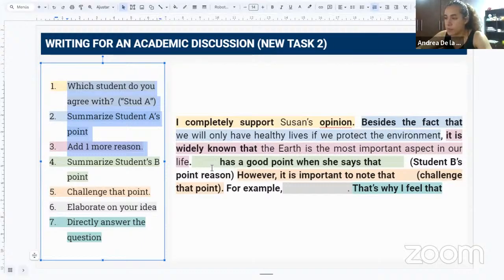Entonces, any other question? Okay, guys, so those are the three first elements.